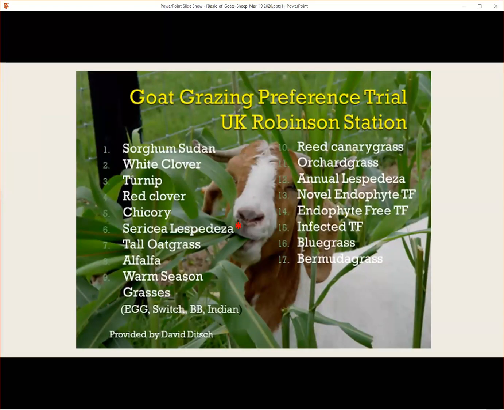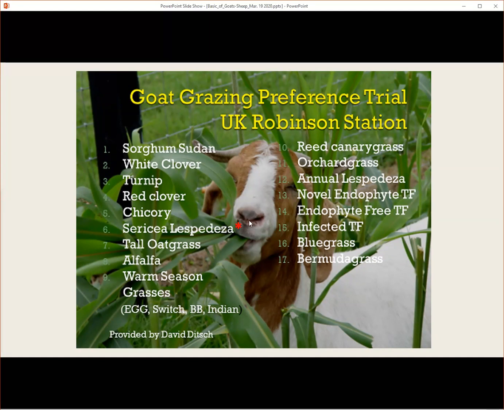Goats, here, University of Kentucky, in cooperation with Kentucky State, they did a goat preference trial where they seeded 17 different plots, and they took a look to see what they preferred. And they found that sorghum Sudan was the most preferred by the goats, at least the goats in their trial.